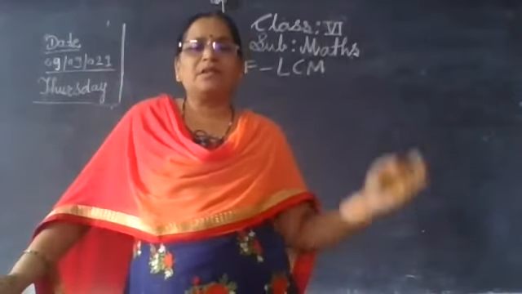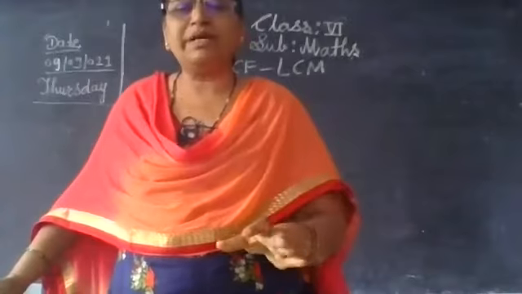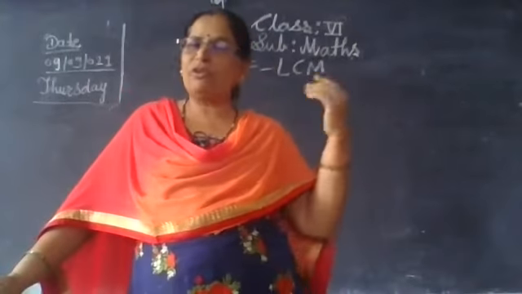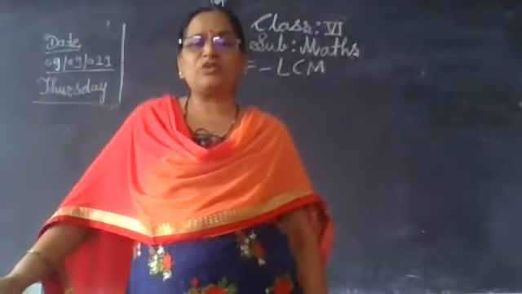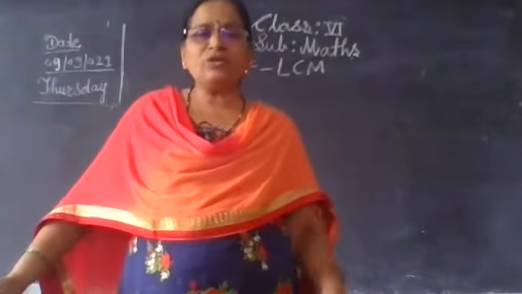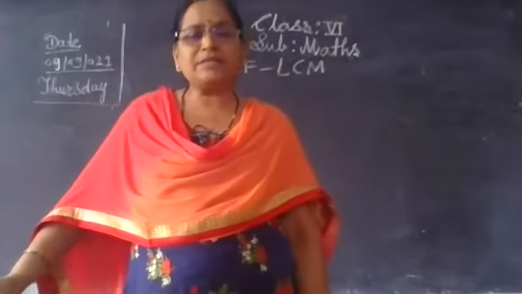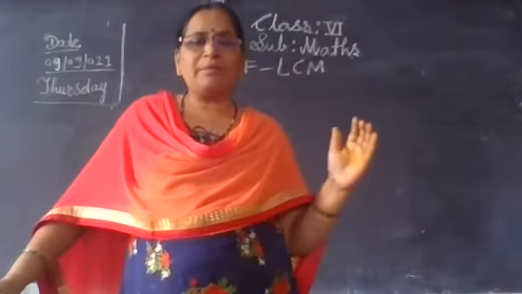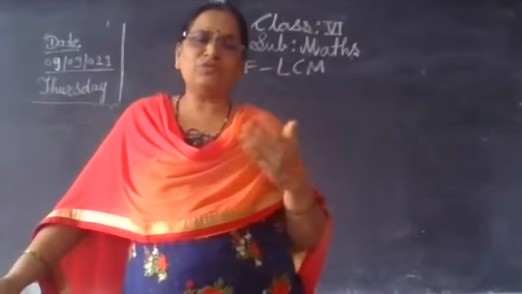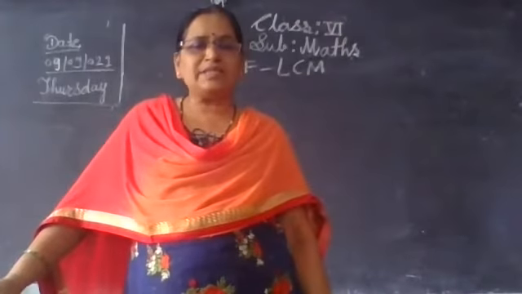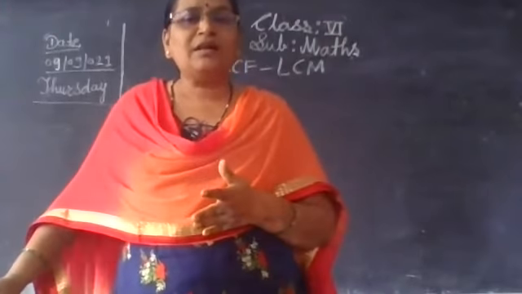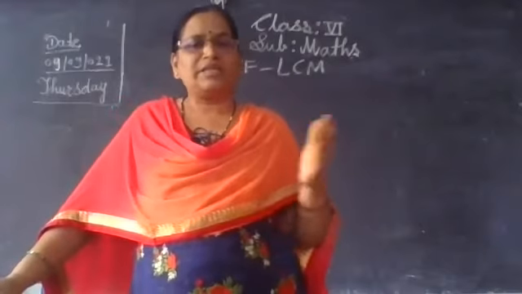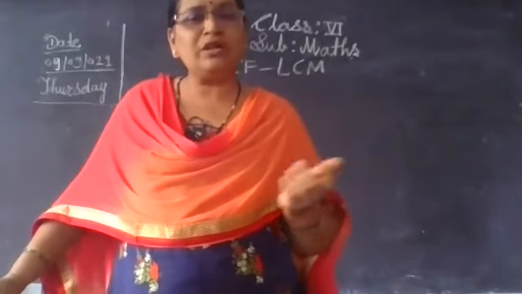LCM means lowest common multiple, or you can say least common multiple. How will you get multiples? If you multiply a number by any natural numbers, you will get the multiples. And see children, natural numbers are infinite. That's why multiples are also infinite.